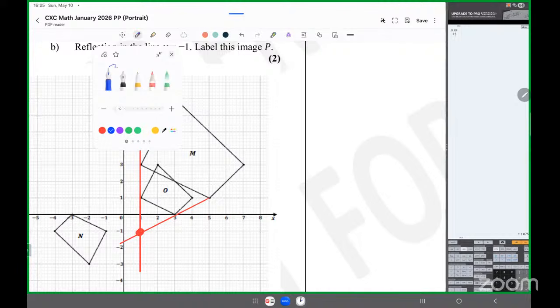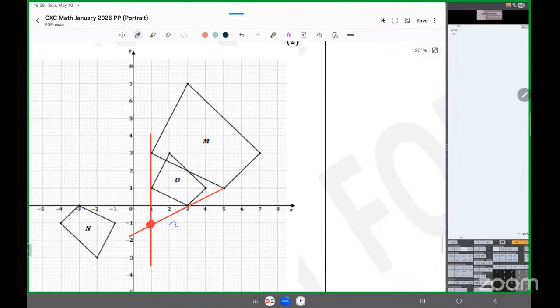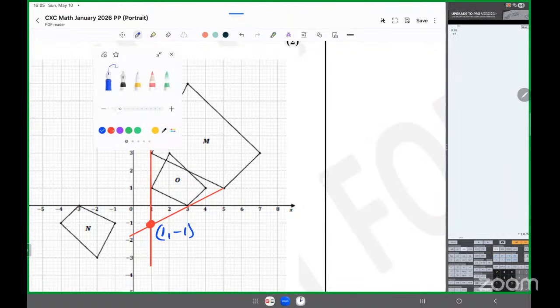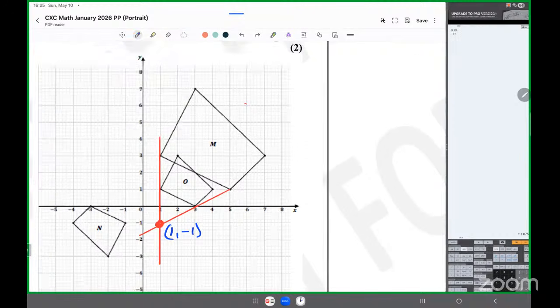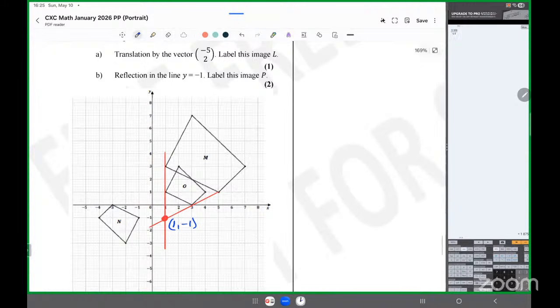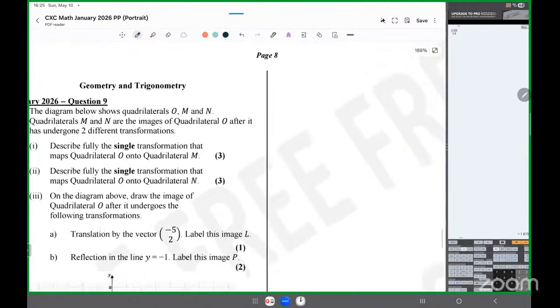So that point is 1, -1. If I join two other points, you're going to get the same thing. If I join, for example, here and here, it's going to go like this. So that same center. So we know it's an enlargement of scale factor 2 about this point. That is it.